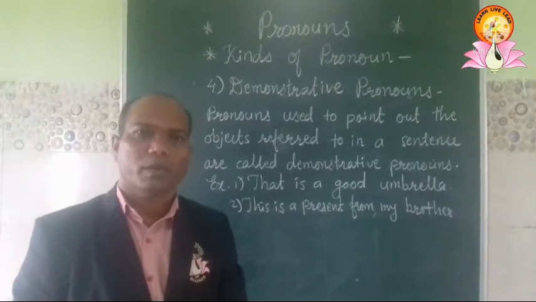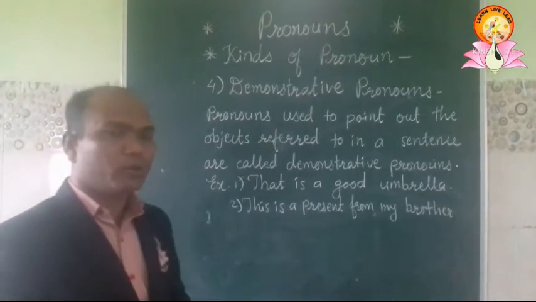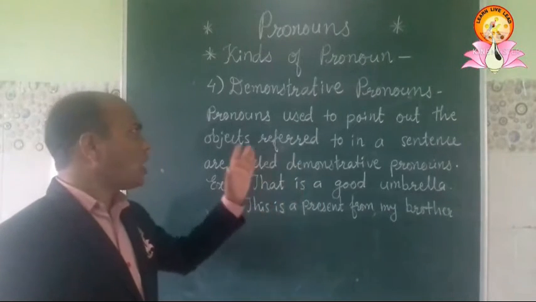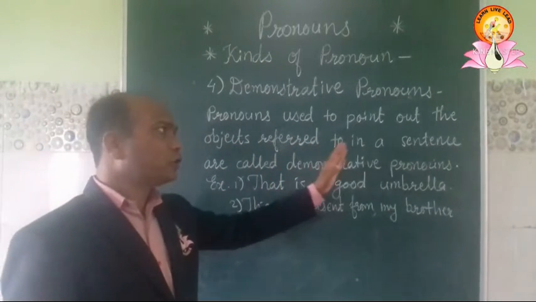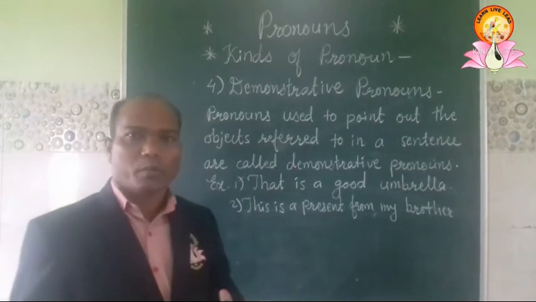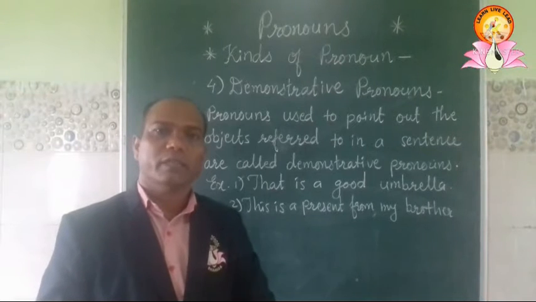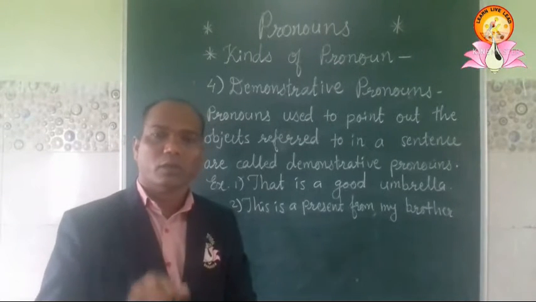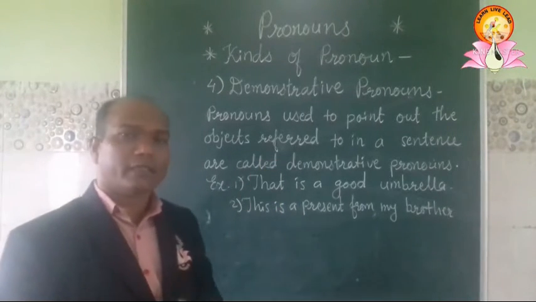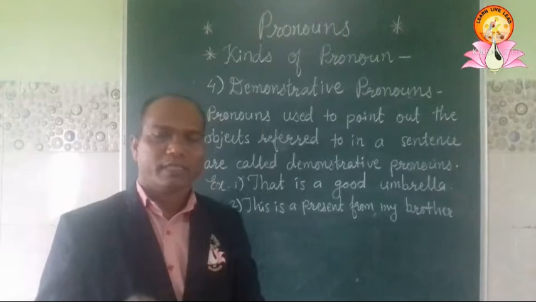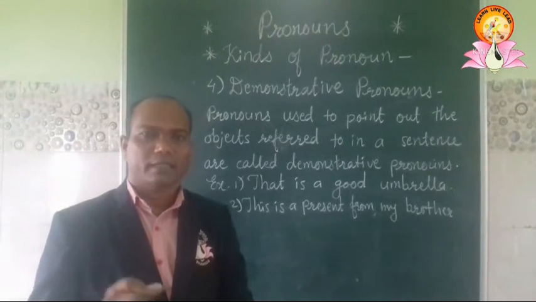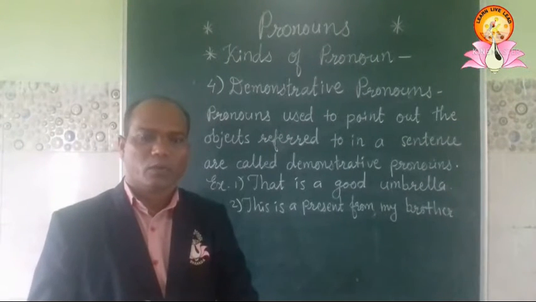The fourth kind of pronoun is demonstrative pronoun. Pronouns used to point out the objects referred to in a sentence are called demonstrative pronouns. Here, demonstrative pronouns are used to denote or point out the objects used in the given sentence. For example, this, those, these, that are the demonstrative pronouns.